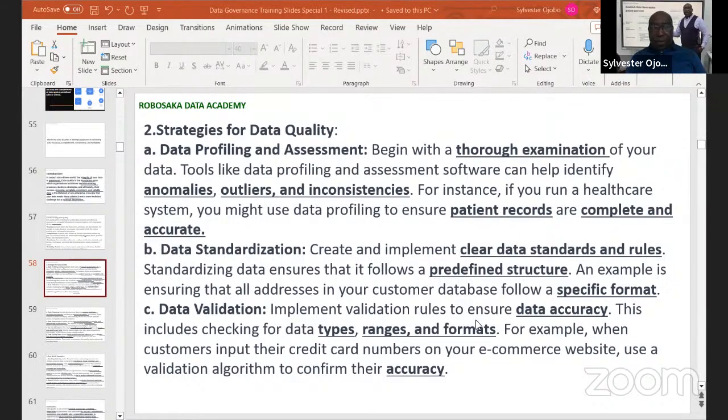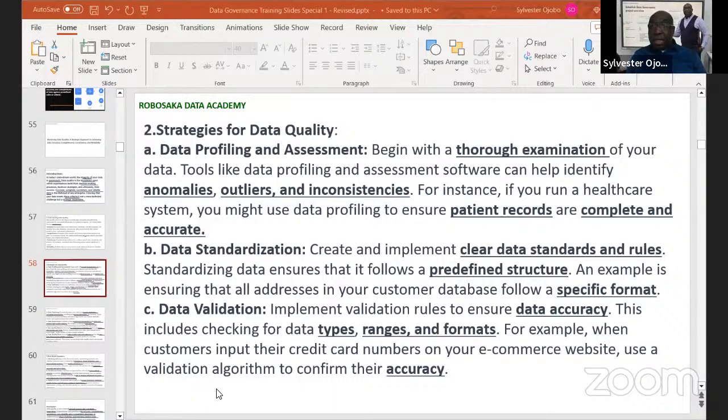Another strategy for data quality is validation. So this basically means implement validation rules to ensure data accuracy. This includes checking for data types, the ranges, and format. For example, when customers input their credit card numbers on your e-commerce website, use a validation algorithm to confirm their accuracy. So some of the numbers may not be right, but we need to say valid.